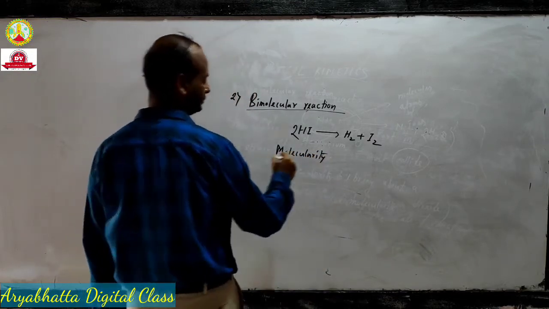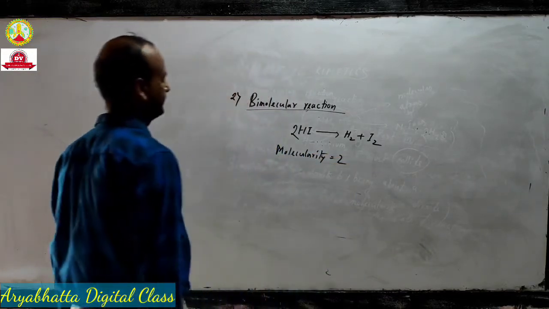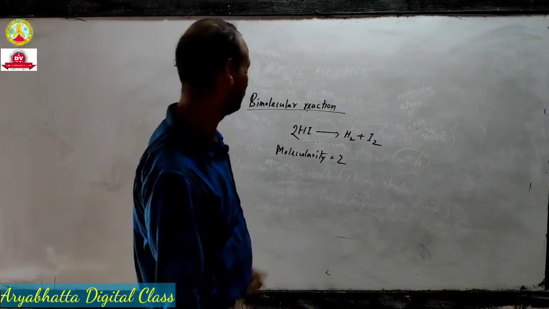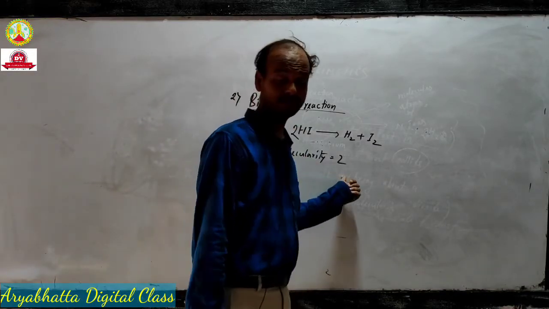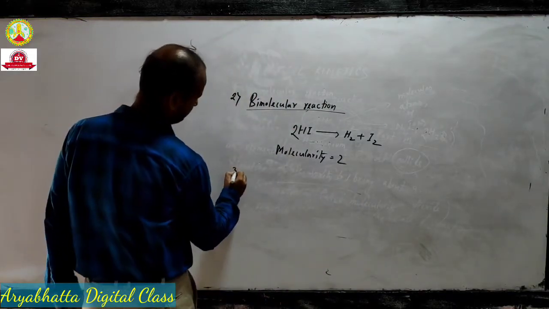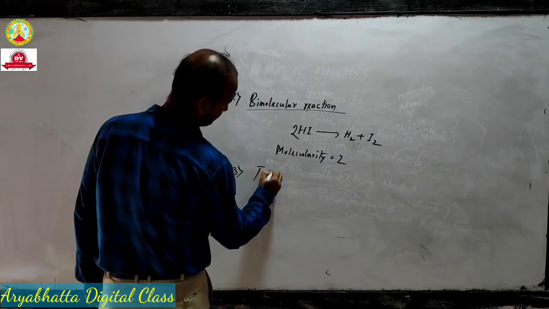Okay, molecularity is 2 means what? Bimolecular. Now comes to trimolecular or termolecular. Obviously in that case molecularity will be 3. This is trimolecular.